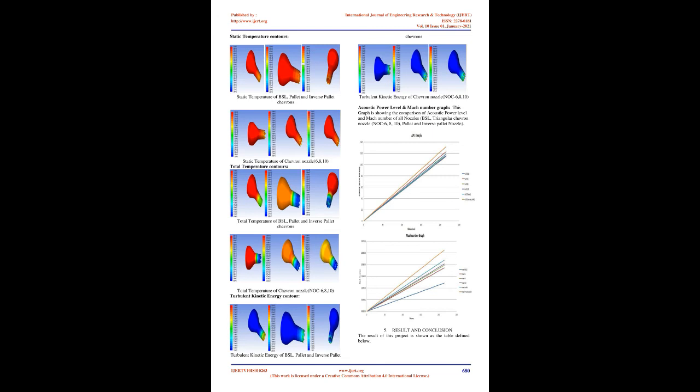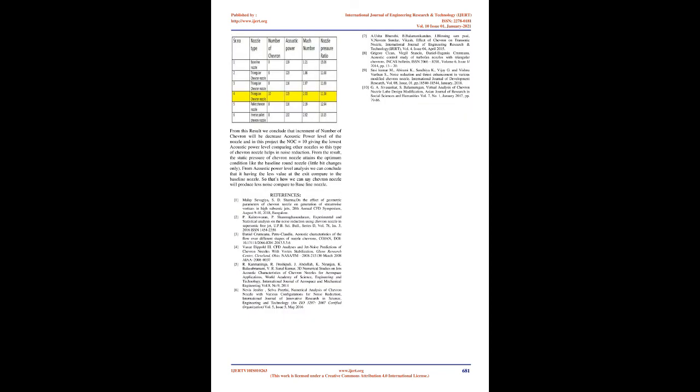Acoustic power level contours. Acoustic power level gives the amount of noise produced, as shown in the figures where the analysis was carried out. The acoustic power level is higher at the end of the nozzle because of hot and cold air mixture and strong vortices. Acoustic power level of BSL, petal, and inverse petal nozzles. Acoustic power level of chevron nozzle, NOC 6, 8, 10.